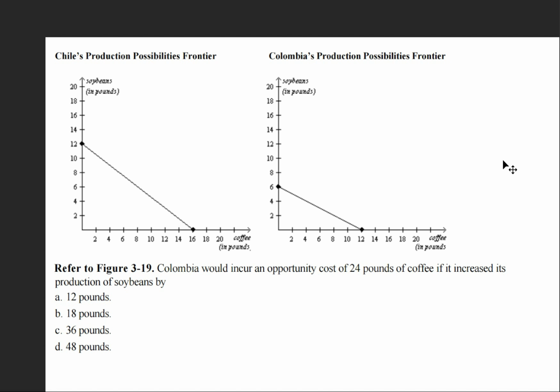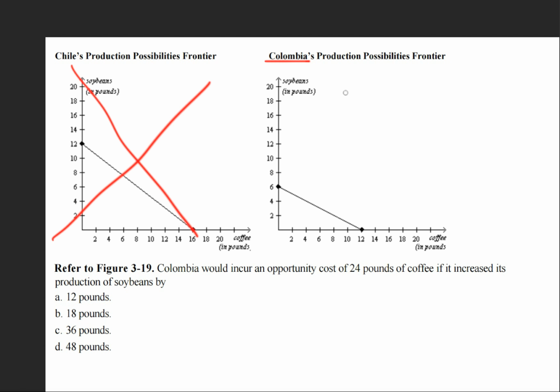So the question asks, Colombia would incur an opportunity cost of 24 pounds of coffee if it increased the production of soybeans by. So the first thing we're going to do is cross this out because we're focusing on Colombia. And we're going to look at these points right here. This tells us that Colombia can produce a maximum of either 6 soybeans in one day, or whatever the time period is, or it can produce up to 12 units of coffee.